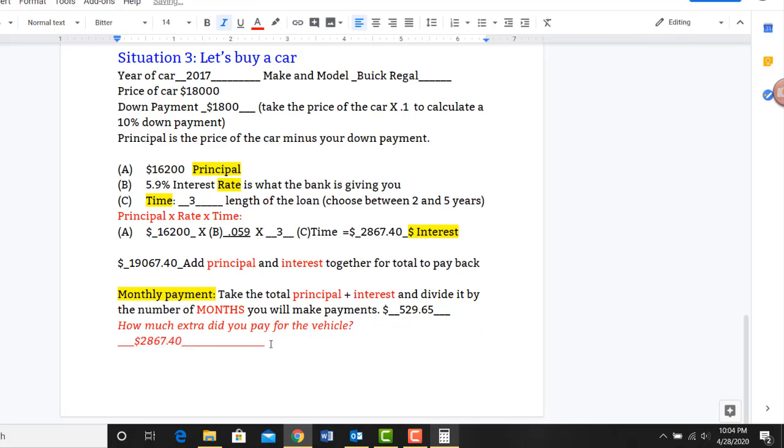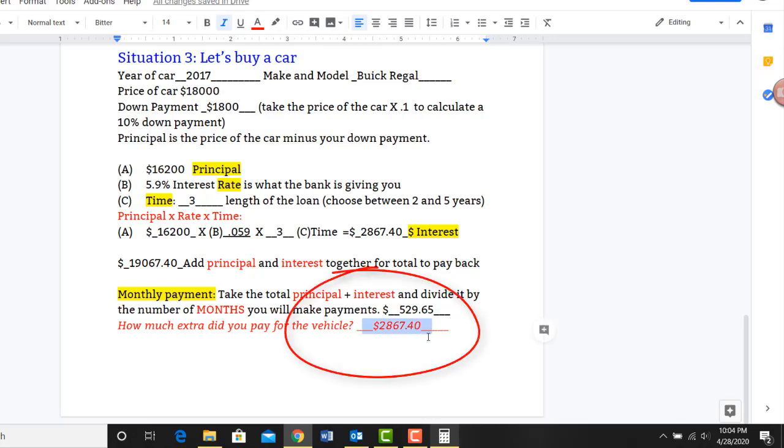Make sure you know that you're talking about dollars and cents here. So the big question is, what did I pay to have to borrow that $18,000 as opposed to paying cash. I had to pay an extra $2,867.40 for that car because I had to borrow the money from the bank or the car dealership. They will loan you the money too, but that's a whole other conversation.